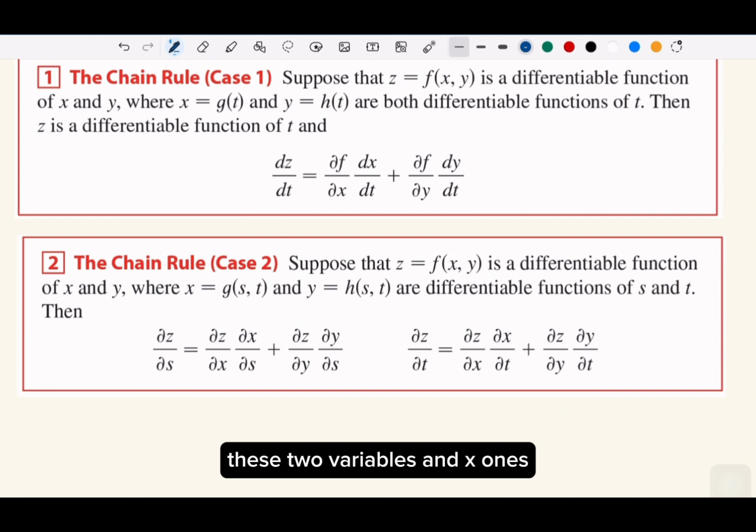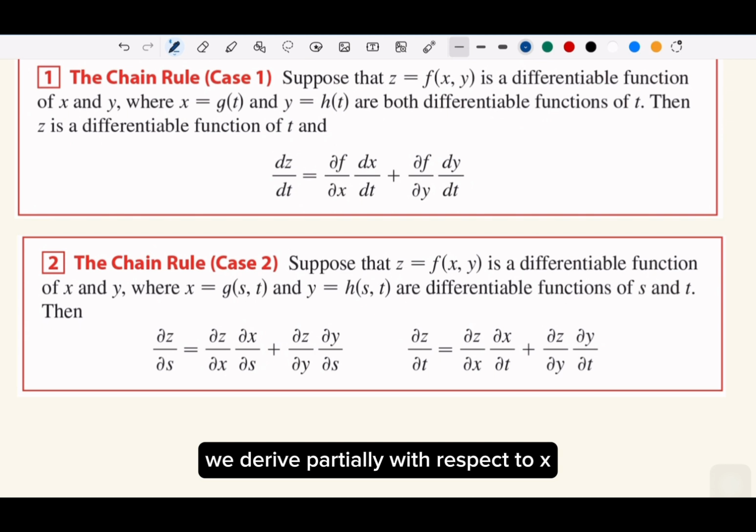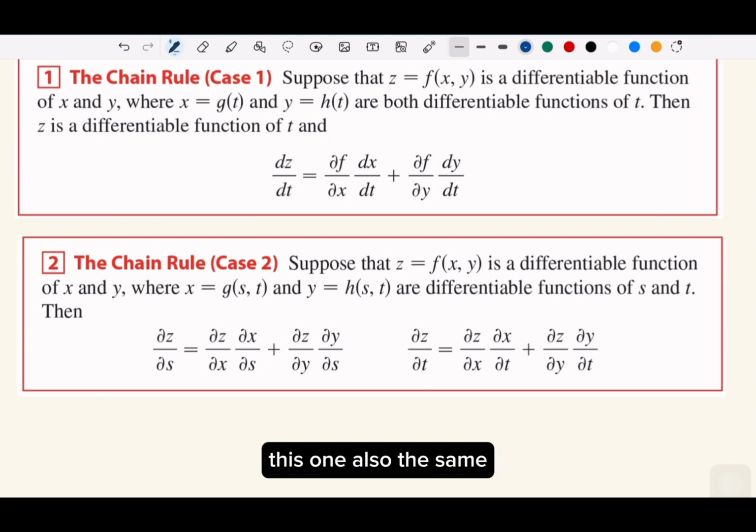Z is a function of two variables, x and y, and x has two variables, s and t. The new variable y also has s and t. Now we could write the first one. We differentiate partially with respect to s. We get dou z, dou x, dou x, dou s. If you cancel this, it is the same. This one also, dou y, dou z, dou s, the same. This one also the same. This is also the same.